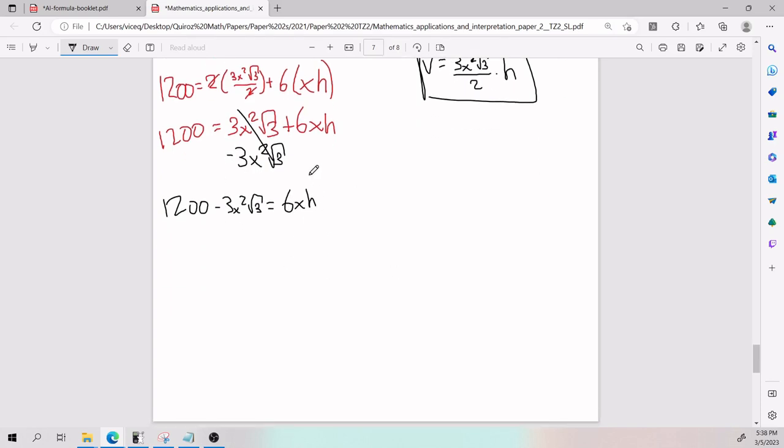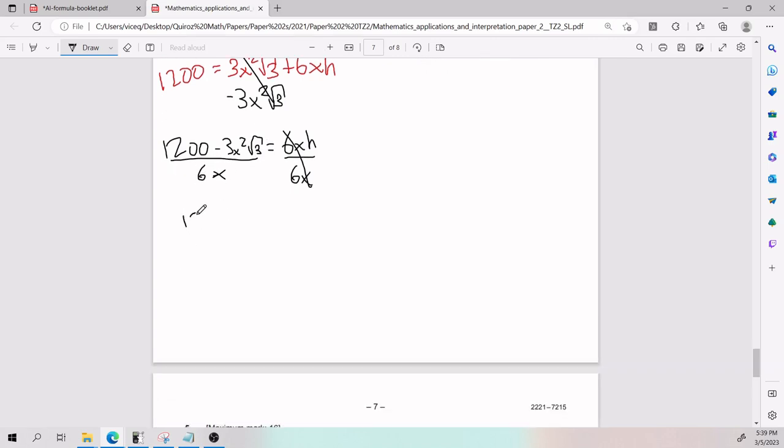I still need to get h alone. What is it being affected by? By a 6 and by an h, it's being multiplied. So I do the inverse, divide. So divide both sides by 6x. I go like that. See? So 1200 minus 3x squared square root of 3, divided by 6x, equals h.